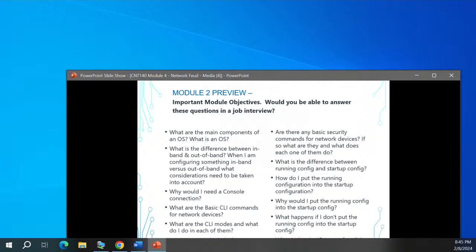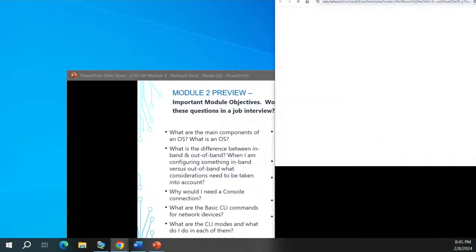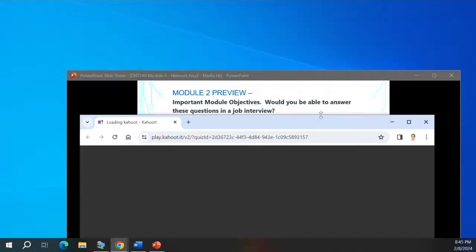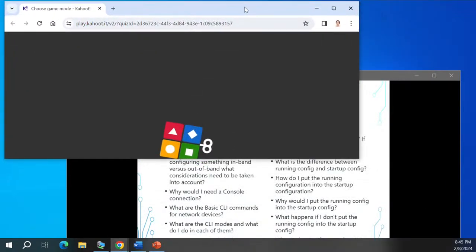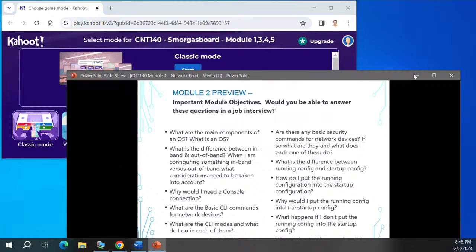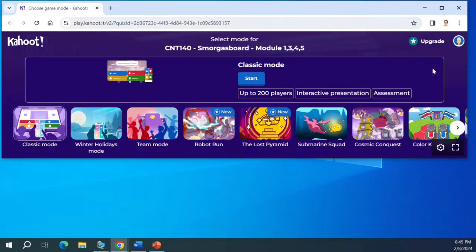Okay, we're going to do a smorgasbord. So this is a smorgasbord Kahoot. We have now completed modules 1, 3, 4, and 5. So this will be a smorgasbord.